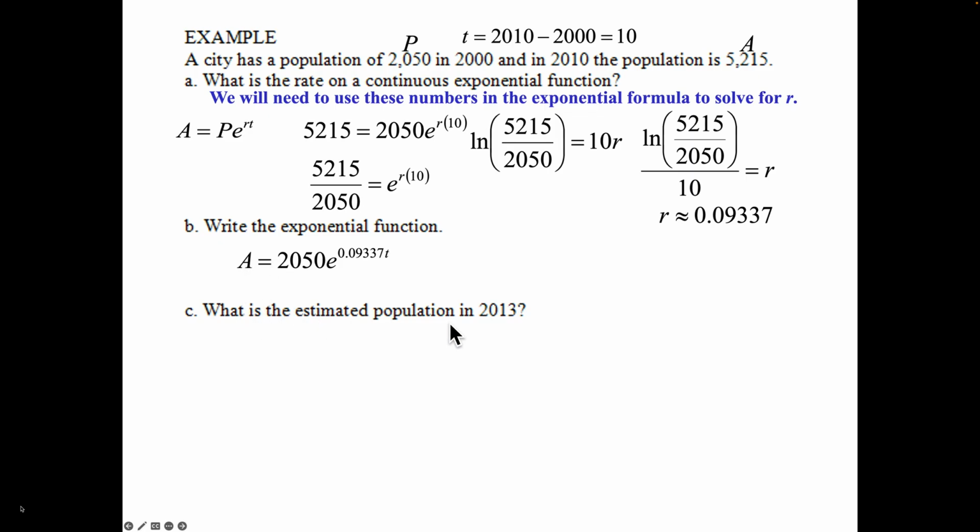What is the estimated population in 2013? Since we started in 2000, that's when t equals 0. 2013 is 13 years later. That's t equals 13. Put 13 in for t of our formula. Crunch this all into the calculator. We get 6,901. And I rounded this to the nearest whole number. And that wraps up 12.7.